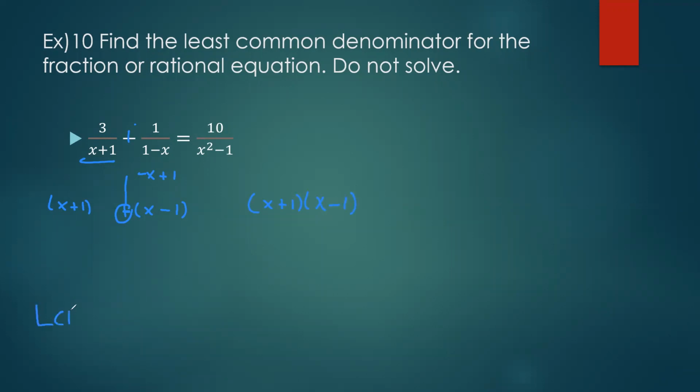So your LCD is, let's look at our base. We have an x plus 1 here, and then I also see it here. So since it's to the power 1, it's just x plus 1. Let's look at the base x minus 1. Do you see it with the base here? I do. I see it right here. Since they're both to the power 1, it's just x minus 1. Okay, so that is your LCD. So you did have to do some factoring.